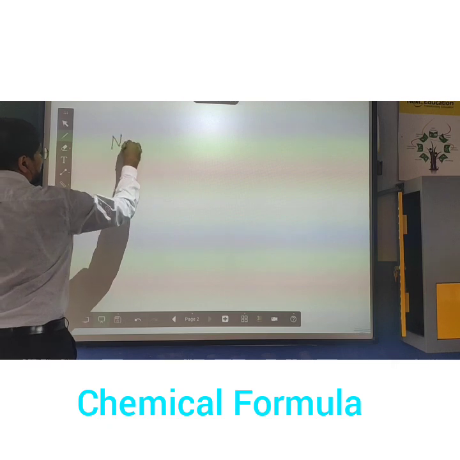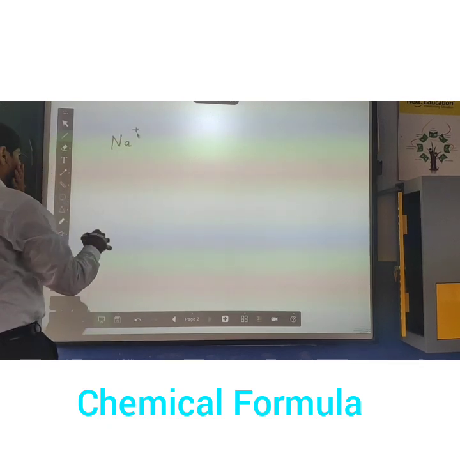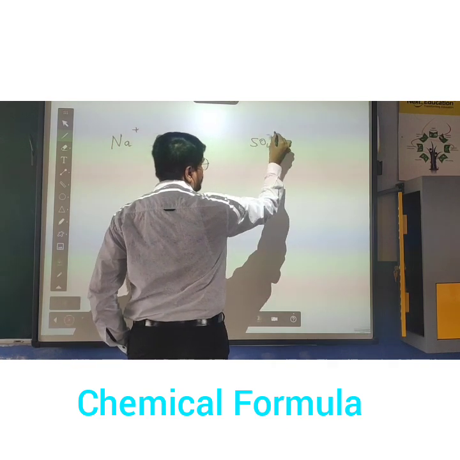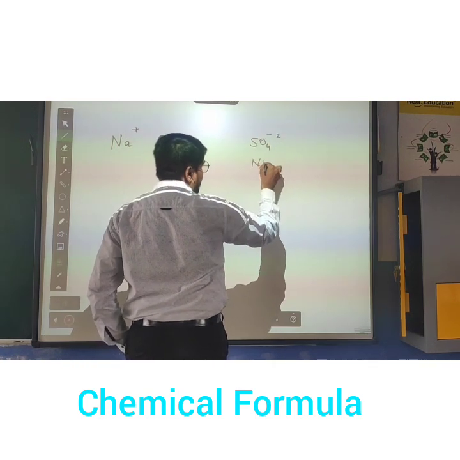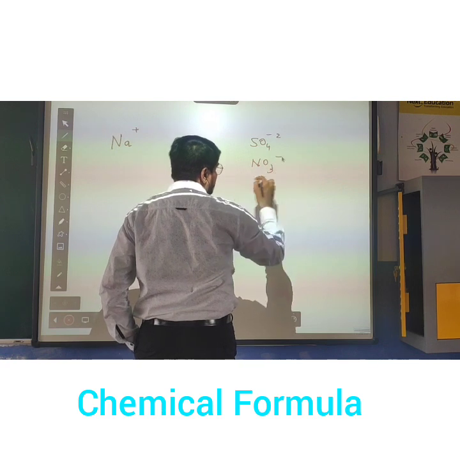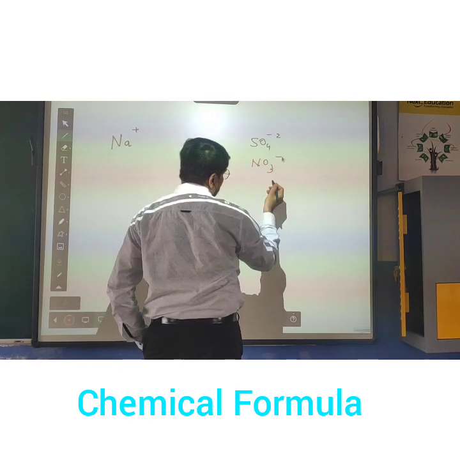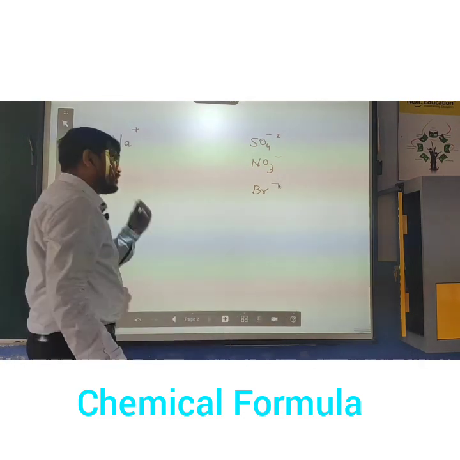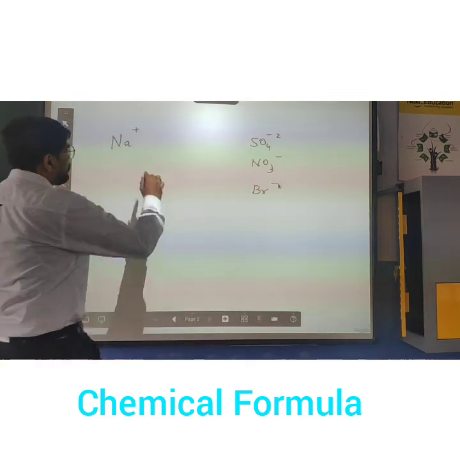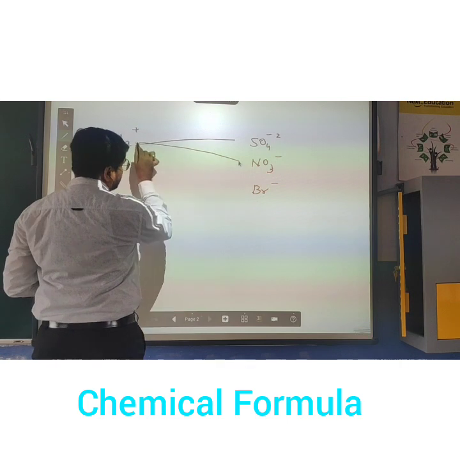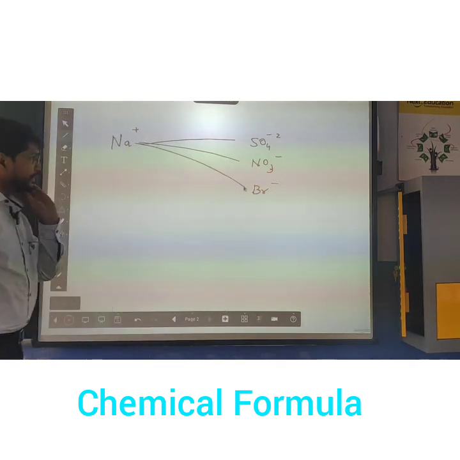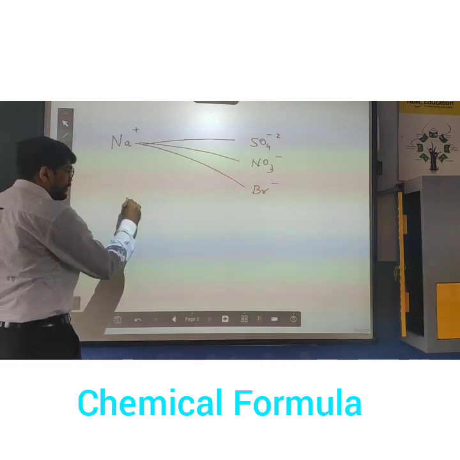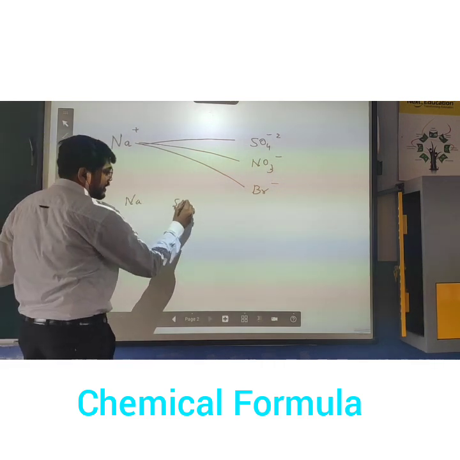First, we'll take Na+, and in front of it, I am going to take SO4 2-, NO3-, and then let's take Br-. These three, I have to form a compound using these four ions. Sodium, I will write here, Na.